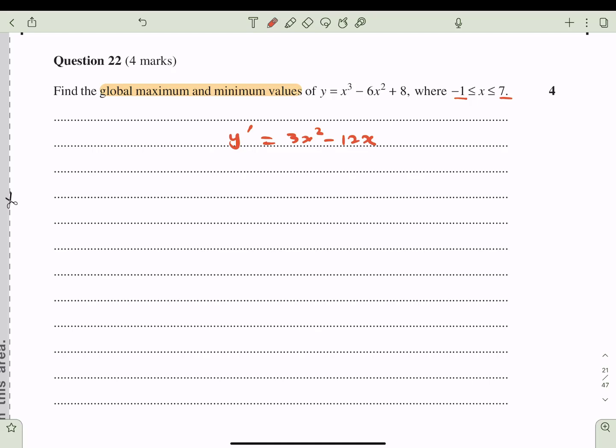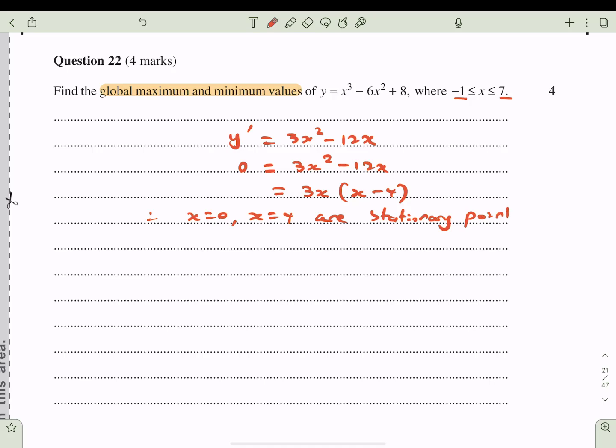That's my first derivative. And since we are trying to look for stationary points, we should think of making my first derivative equal to 0. So if my first derivative is equal to 0, we now solve for x. That's going to equal 3x times x minus 4. So therefore, x equals 0 and x equals 4 are my stationary points.